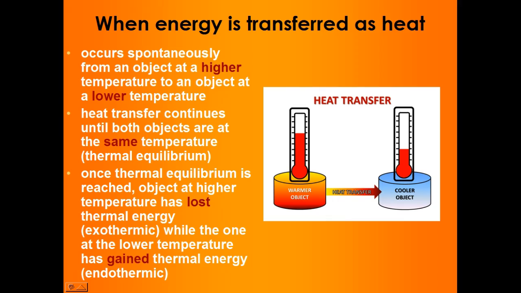When energy is transferred as heat, it always moves spontaneously from a warmer object to a cooler object. This is going to play a role in how the heat is going to move between the system and the surroundings. So if you are at a higher temperature, you're going to lose heat and you're going to go through an exothermic change. Your temperature is going to decrease. While if you are a cooler object, you're going to absorb heat, so your temperature is going to increase, and because you are taking in energy, you would go through an endothermic change.